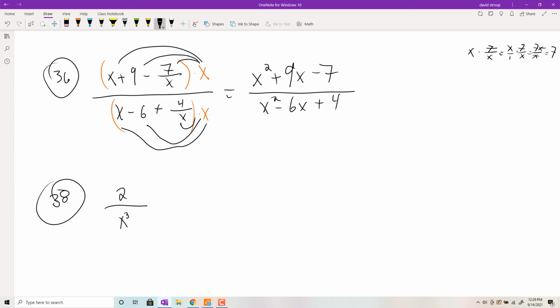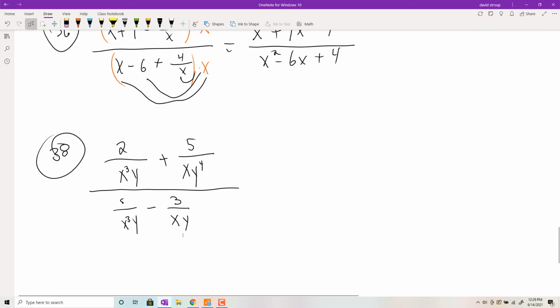2 all over x cubed y plus 5 all over xy to the 4th. And then that will all be divided by 5 all over x cubed y minus 3 all over xy. Okay, so again, you kind of think of it like, what would be the common denominator of all these fractions? You would need an x cubed, right? And you would also need a y to the 4th. And then that will do it.